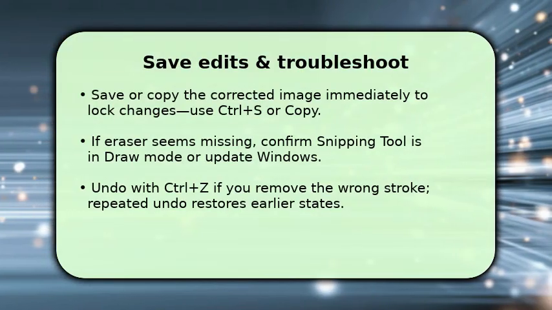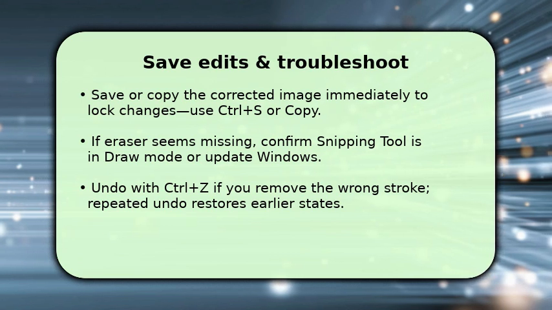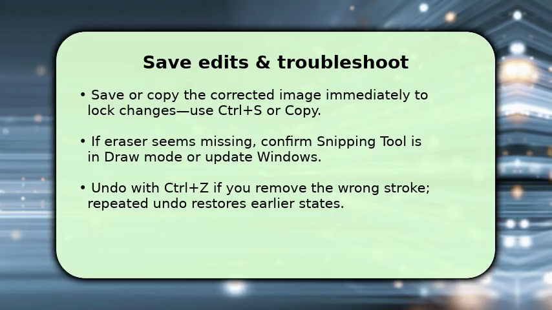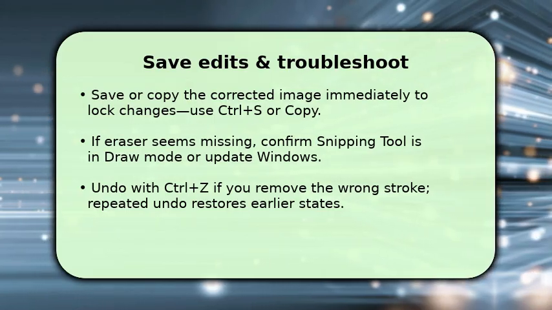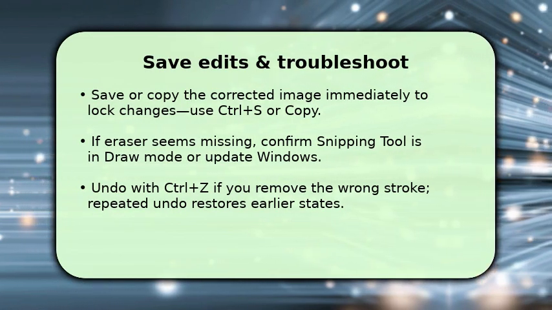You finish by saving or copying the corrected image so your erasures are permanent. Use Ctrl+S or copy to clipboard right away. If the eraser isn't visible, make sure Snipping Tool is in draw mode and that ink annotations exist. Otherwise, update Windows or restart the app.